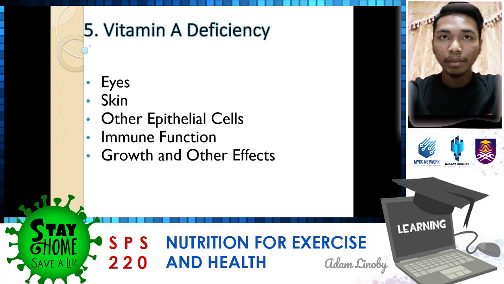The third one is other epithelial cells, which leads to infection of our mouth, respiratory tract, urinary tract, female genital tract, and impaired production of sperm in men and infertility in women. The last one is loss of taste and smell, loss of appetite and weight. The fourth one is immune function, which reduces the number of T lymphocytes, important immune cells, and compromises their ability to mount an immune response.